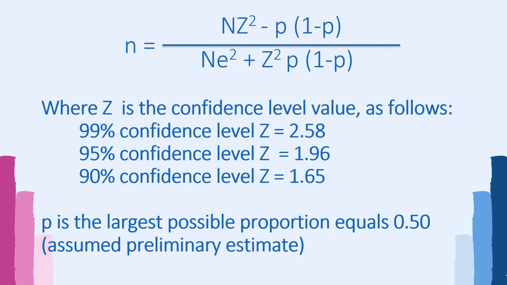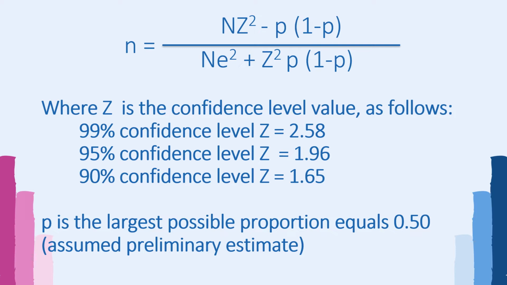Now, what is z? Z is the confidence level value. The confidence level value is actually a constant. That constant is 2.58 if we're talking about a 1% margin of error. It's 1.96 if we're talking about a 5% margin of error. It's 1.65 if we're talking about a 10% margin of error. Those are the possible values of z.